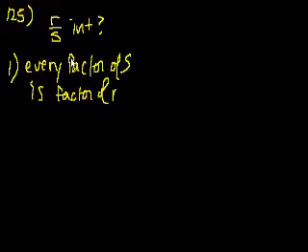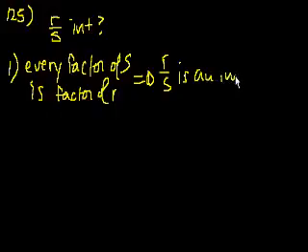So this statement tells us that since s is a factor of s, s is also going to be a factor of r. And something being a factor of something means that it's divisible into it. So that means that s is divisible into r. So this means that r over s is an integer. So it answers our question. So statement 1 alone is sufficient.